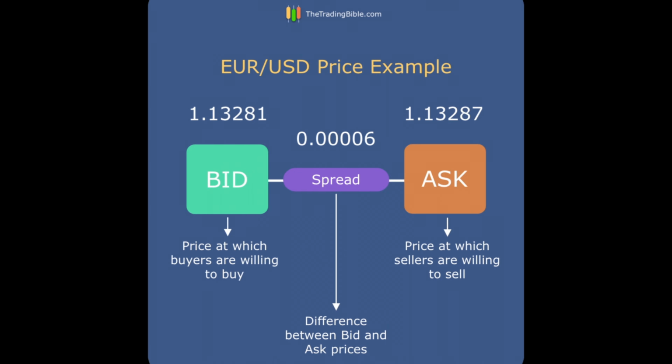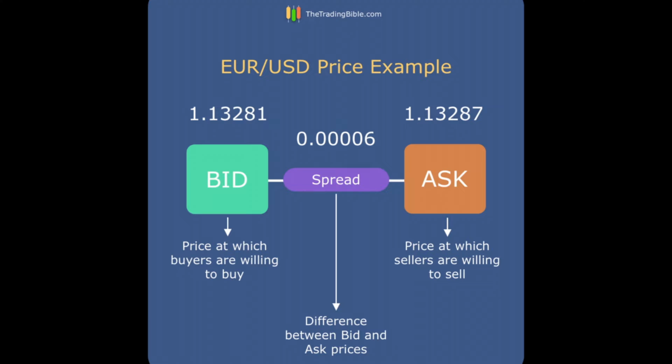So the spread in the market is the difference between the bid and the ask price. The bid price is the price at which buyers are willing to buy. Unlike the ask price, which is the price at which sellers are willing to sell, right? So in the market we have buyers and sellers. If you are a buyer in the market, you have to set your own price: all right, for this particular asset, this is the amount I'm willing to take.